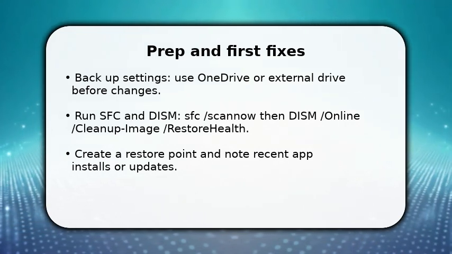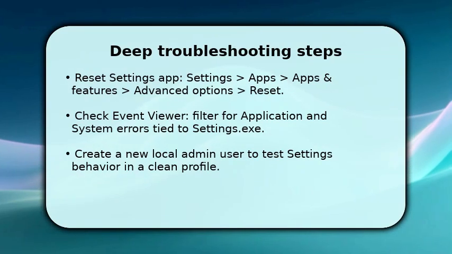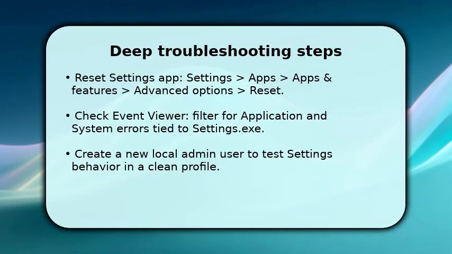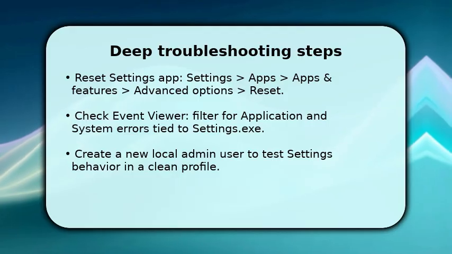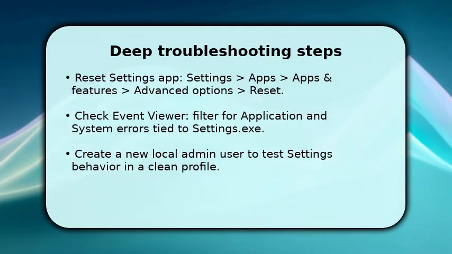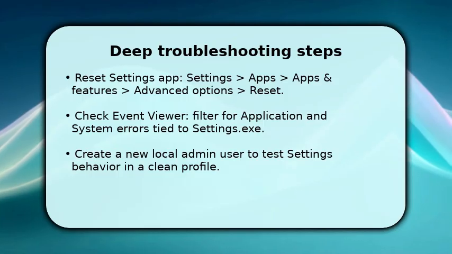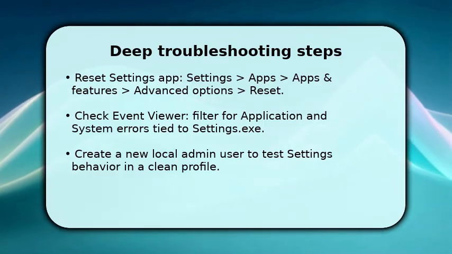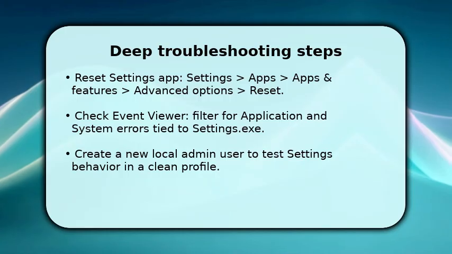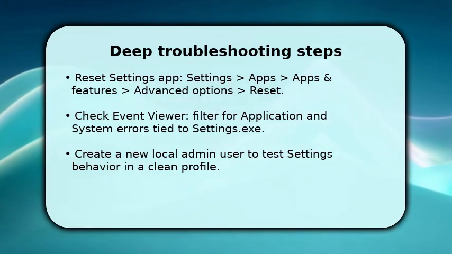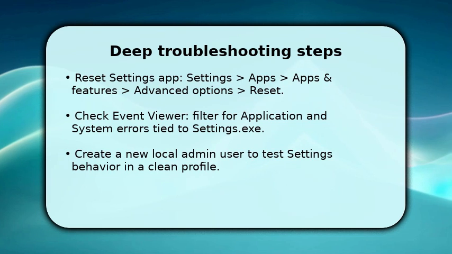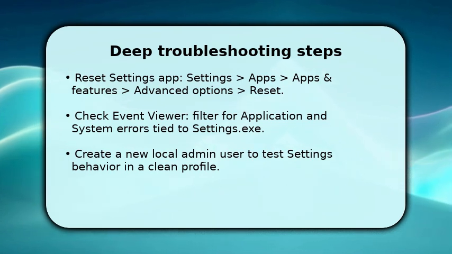Next, you perform deeper repairs and profile checks. First, reset the Settings app through Apps and Features so you clear its cache and local data. Then, open Event Viewer and filter application and system logs for crashes referencing settings.exe to find error codes or failing modules. If logs point to user profile corruption, create a new local administrator account and sign in to test settings. If it works there, you know the issue is profile-specific. These steps reveal whether the problem is app-level, system-level, or tied to your user profile.